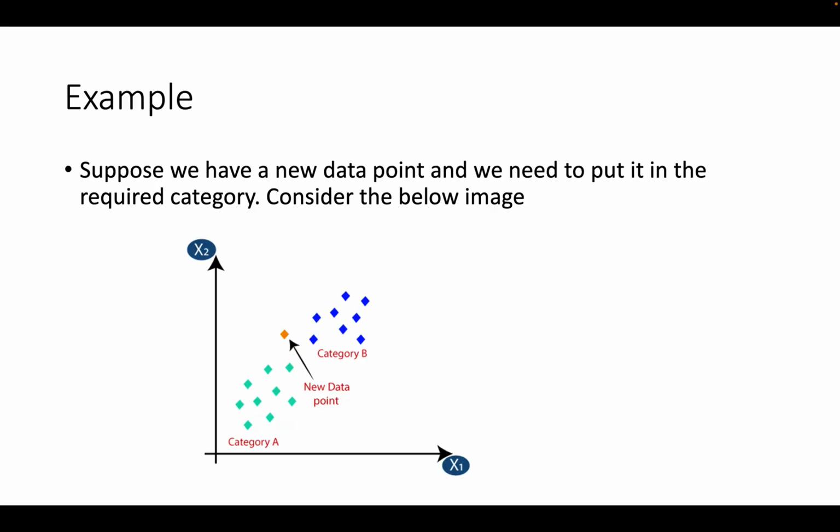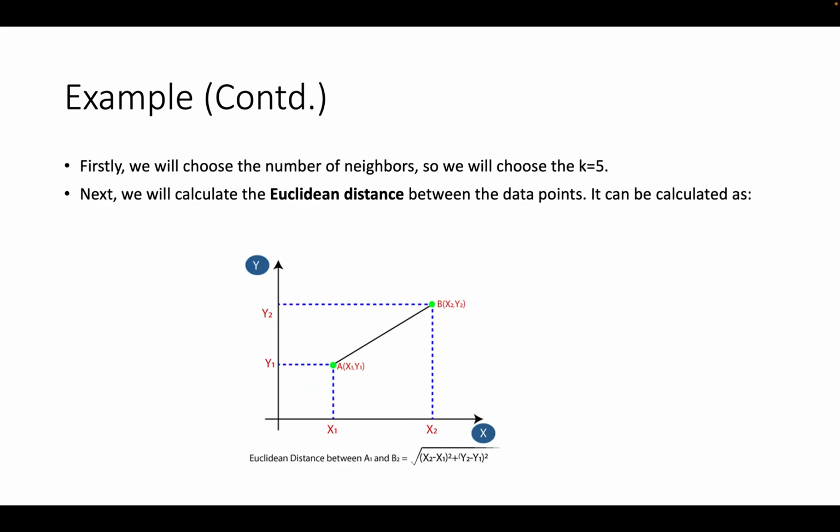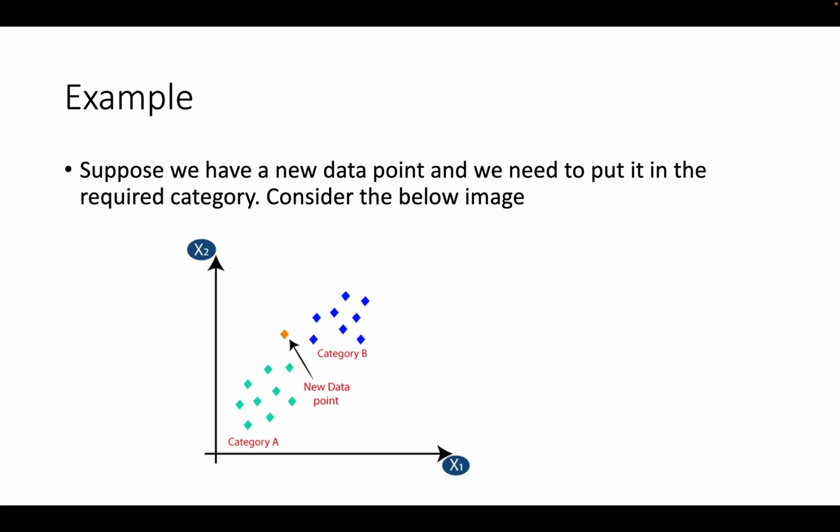Our model is ready. Suppose we have a new data point and we need to put it in a required category. Consider the below image. Which one will it go in? I'm assuming it looks closer to blue, so it is blue. Okay. Example. This is how we do it. First, we will choose the number of neighbors. So we will choose K as 5. We chose 5 neighbors. 5 neighbors of what? This particular yellow, orange.